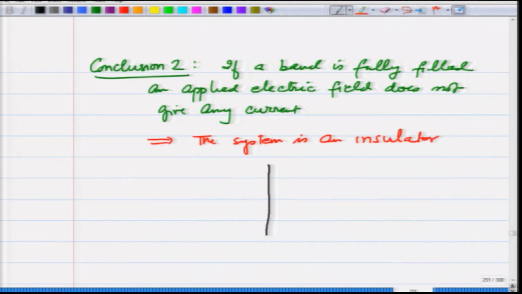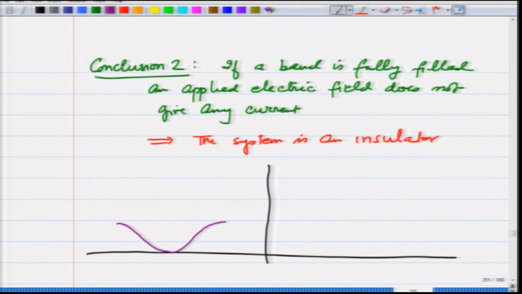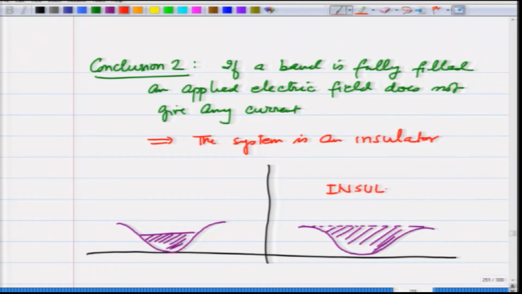there will be an insulator, the system would be insulating, and if I have a partially filled band, then the system will be metallic. So, let me make this partially filled band here and fully filled band here. This is an insulator, and on the left hand side I have a metal.